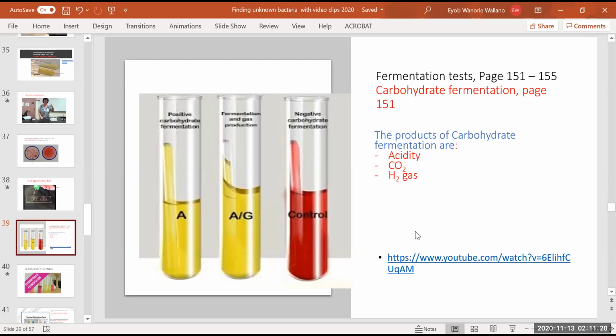Already we said carbohydrate fermentation. Here now, please focus on this one. I'm going to give you some idea. I'm going to ask you this on the test. Please remember it. Any fermentation process we do, we are going to expect acidity, production of carbon dioxide, and then hydrogen gas. Don't forget that.